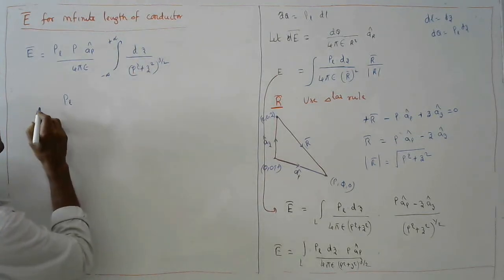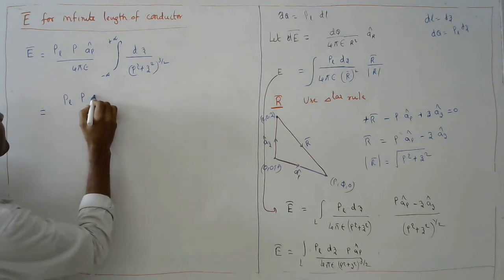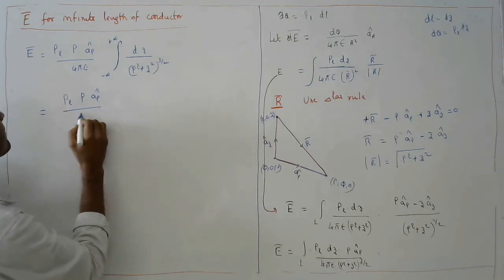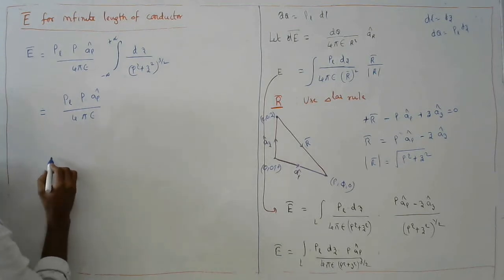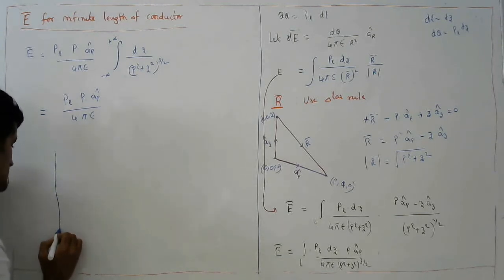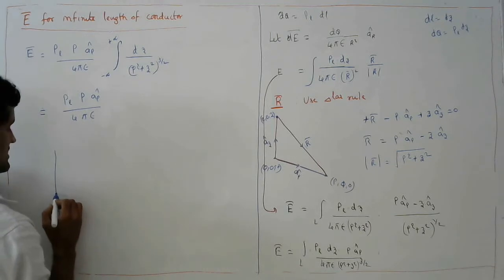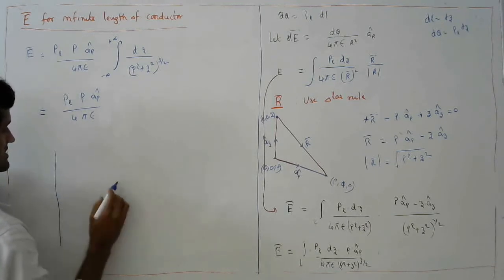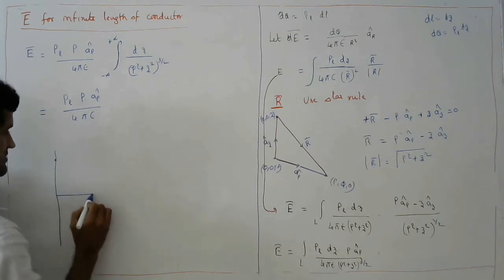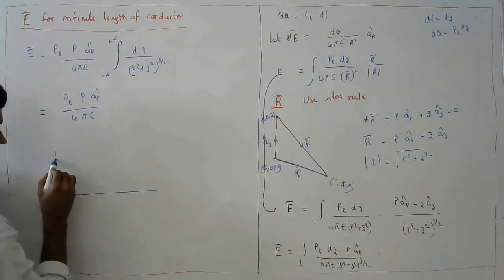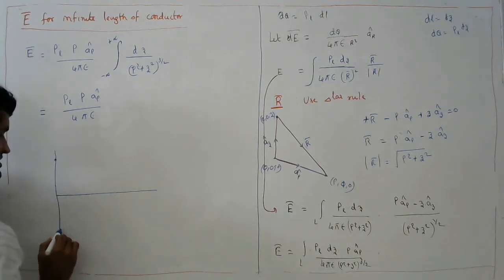So we can have this going into rho into a rho cap by 4 pi epsilon. It is easy to use. The point we are going to place is on the z axis, and the electric field intensity is traveling away from it. If I assume any one particular point from the origin, the same will exist at the corresponding negative point.